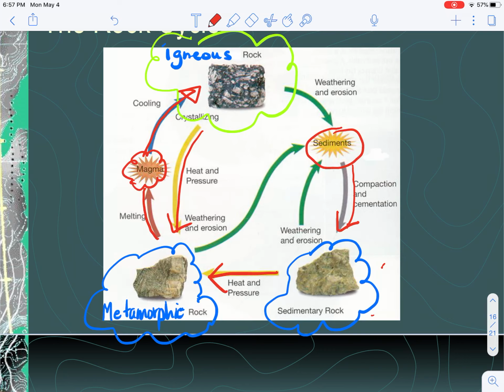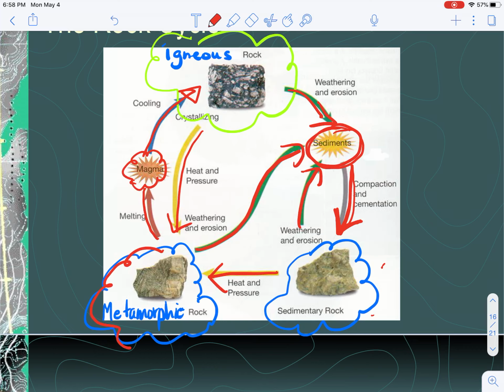But if a rock melts and turns into magma, like melted rock, and then cools, that will be forming an igneous rock. So you can see that in the green arrows here, any kind of rock can be eroded, like broken up into sediments. But when those sediments kind of compact to form a rock, we call it sedimentary rock.